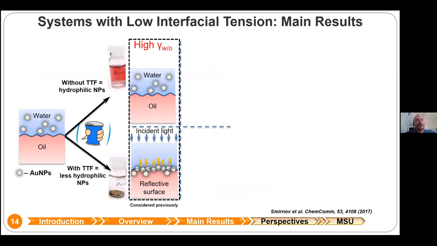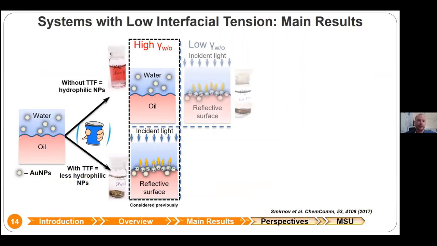I showed you an example with high interfacial tension. That is the case for example, for many solvents like, you know, DCE, like TTF, many of them. But what if we find such a pair of solvents like water and something else with very low interfacial tension? Suddenly, even without TTF, we are able to settle particles at such an interface, but the film is not that much shiny.